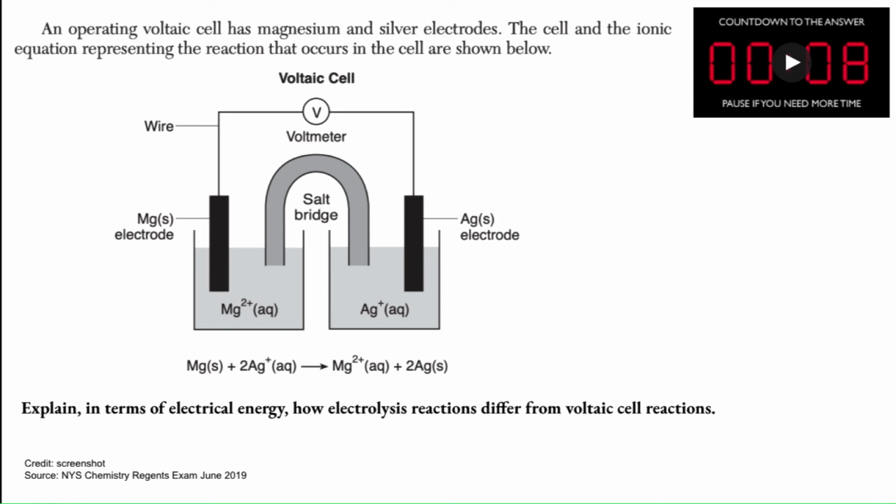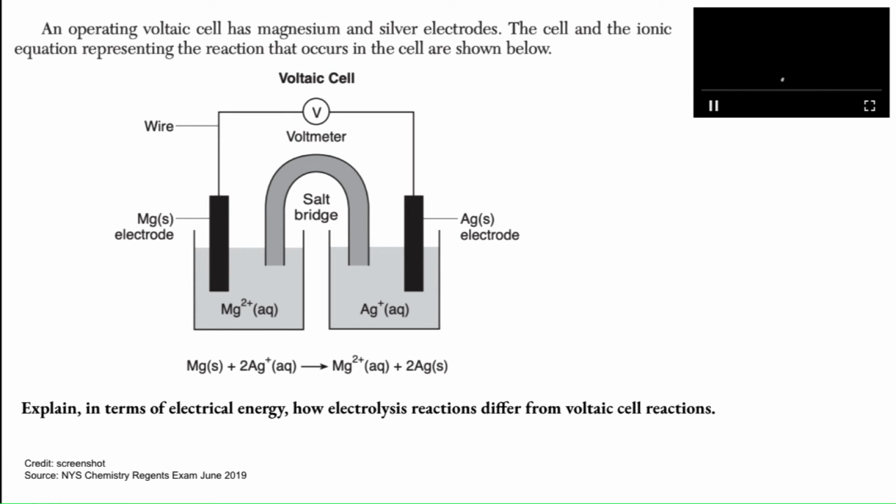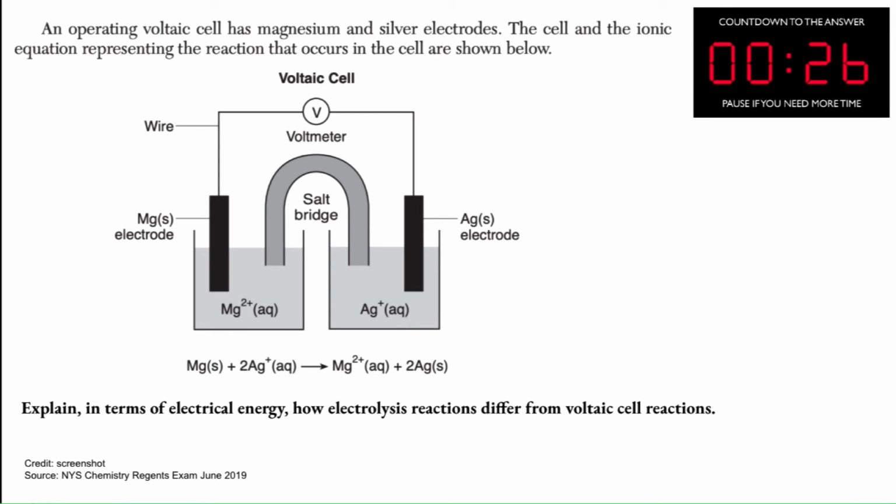Let's look at another one. An operating voltaic cell has magnesium and silver electrodes. The cell and the ionic equation representing the reaction that occurs in the cell are shown below. Explain in terms of electrical energy how electrolysis reactions differ from voltaic cell reactions.